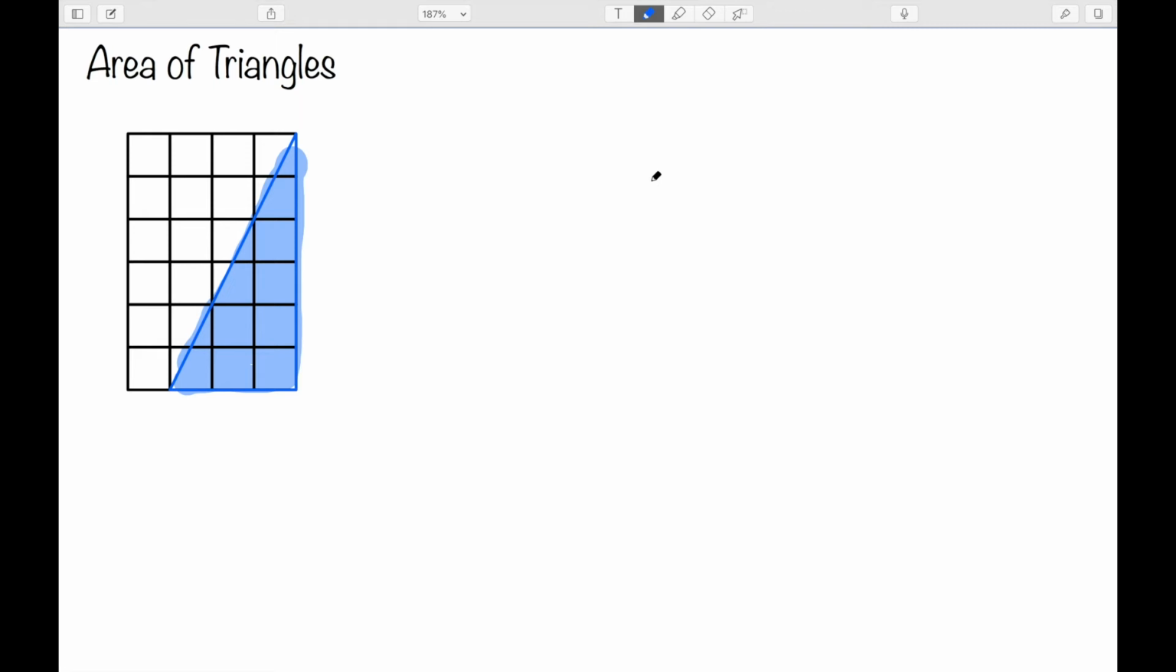In this video, I want to look at how to find the area of triangles. And I want to do this using progressively more sophisticated methods. Let's start by supposing I have this triangle and I have my grid that's all 1 unit by 1 unit squares.